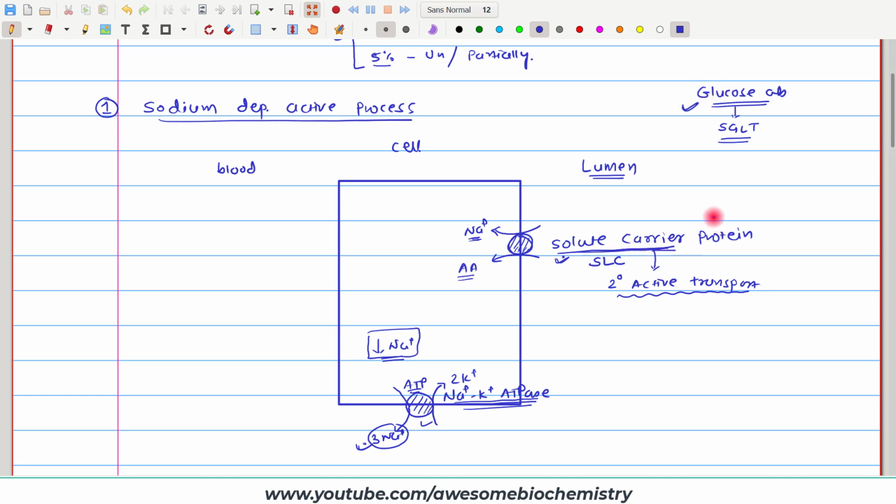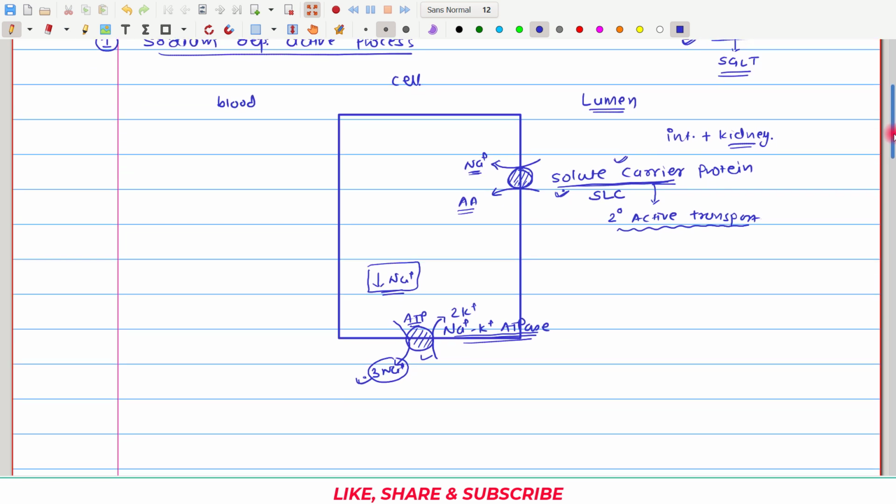Remember, this solute carrier protein is not only present in the intestinal epithelial cell, but it is also present in the renal tubular cell. So, it is also present in the kidney, in the renal tubular epithelium. There it carries out the same mechanism for the reabsorption of amino acids from the kidney.